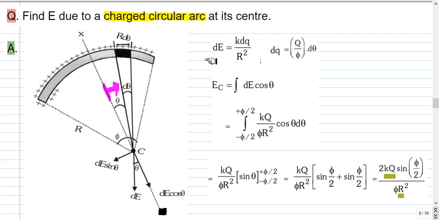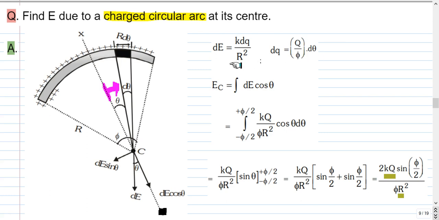The electric field due to this element is given by Coulomb's law: k, which is 1 by 4 pi epsilon naught, into the charge of the element dq divided by the distance squared. This distance is capital R, and dq is this: the charge q of the arc is distributed uniformly over an angle phi, where phi is the total angle of the arc. So dq is q divided by phi into d theta.